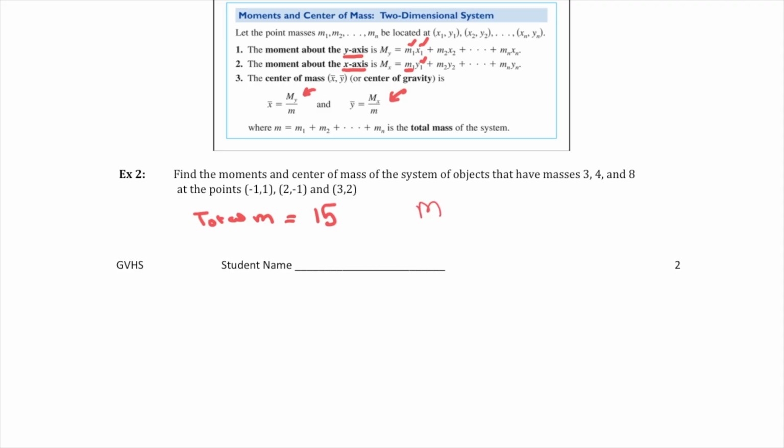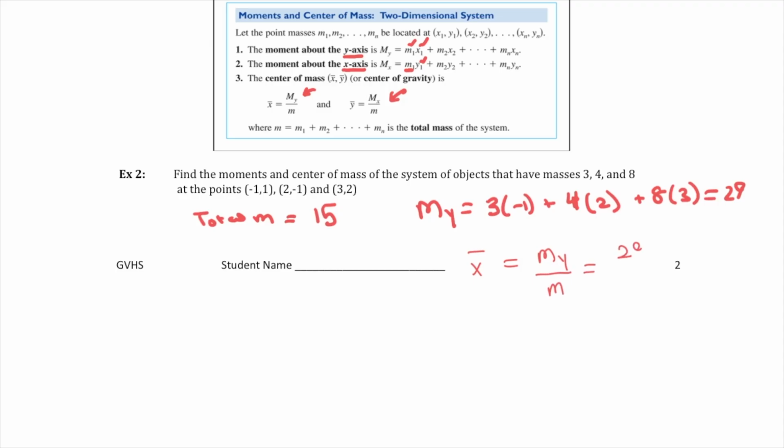The moment about your y-axis is going to use your x values, and those values are going to be the mass 3 multiplied by -1 plus the mass 4 multiplied by 2, plus the mass 8 multiplied by 3, which is 29. So x bar is going to be equal to the moment about the y-axis divided by m, or 29 over 15.